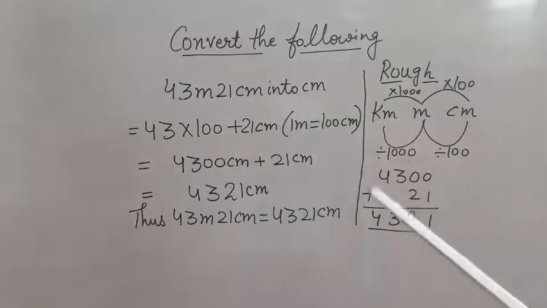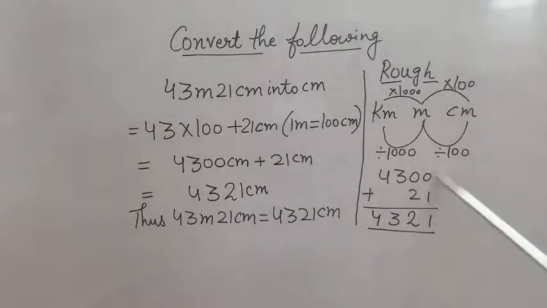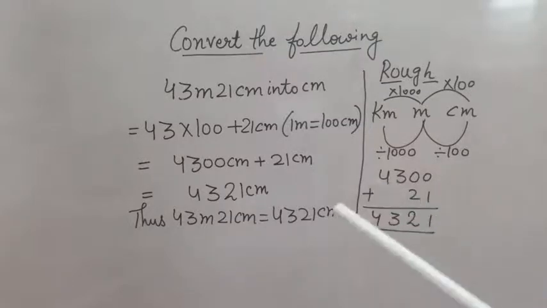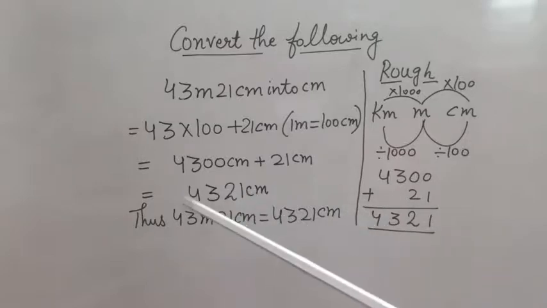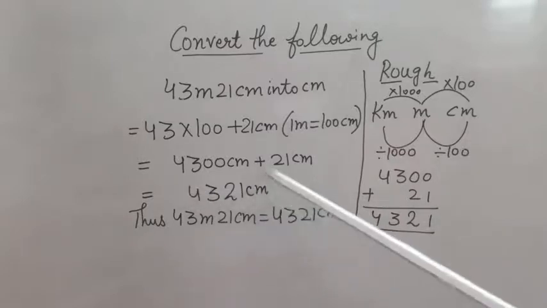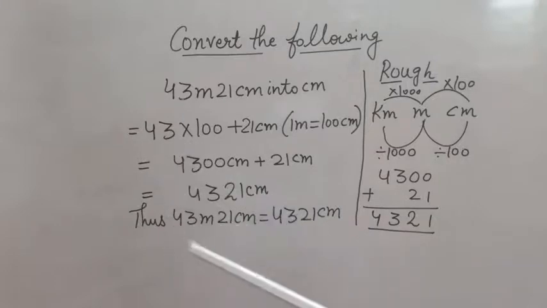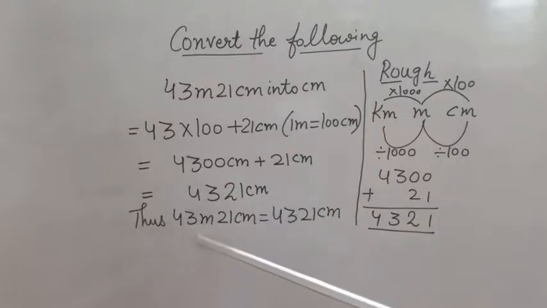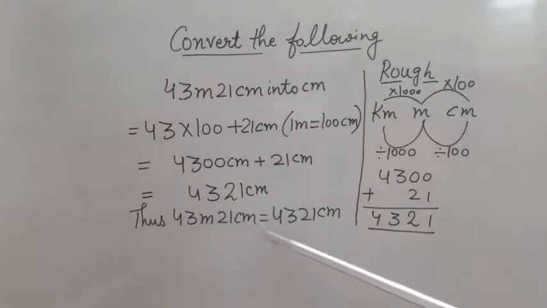Now in the rough I will add. See, 0 plus 1, 1. 0 plus 2, 2. Here simply I will be writing 3. Here 4. So in this way I got 4321 centimeter. So in the last I can write that thus 43 meter 21 centimeter is equals to 4321 centimeter. Thank you.